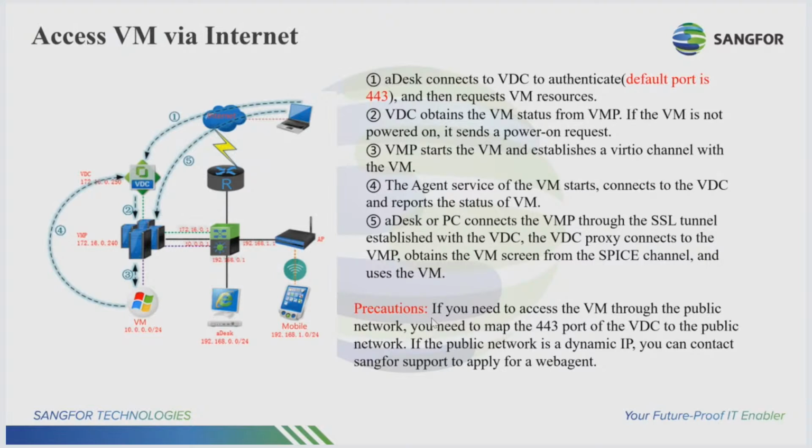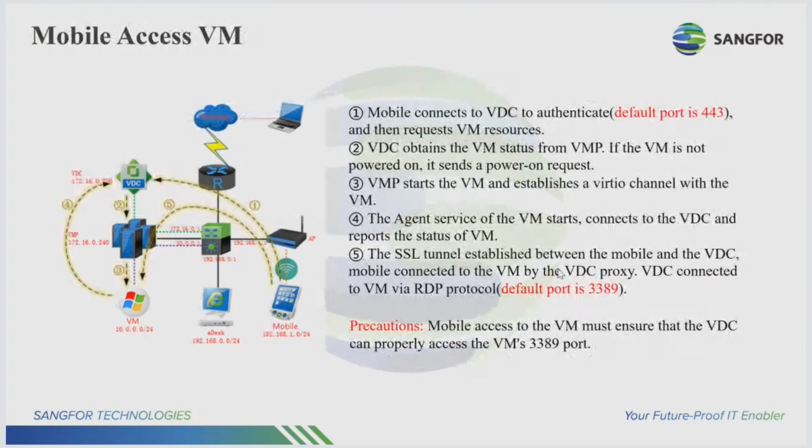And here are the precautions if you need to access the virtual machines through the public network. We need to do port mapping, port forwarding of port 443, to the public network. The same for mobile, but the mobile port is 3389. We need to open this port.